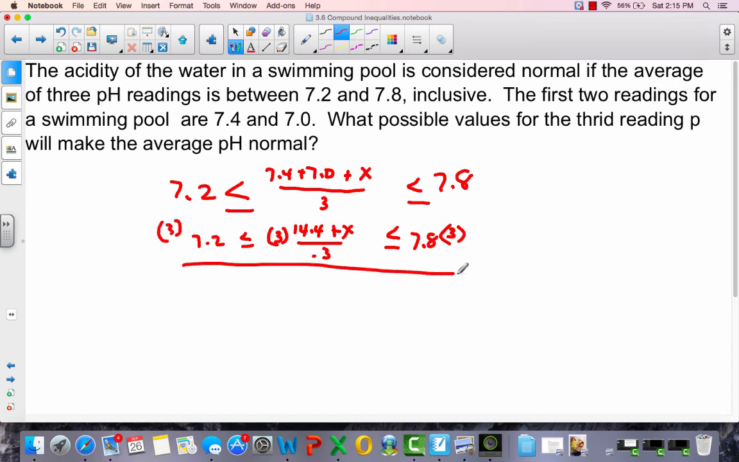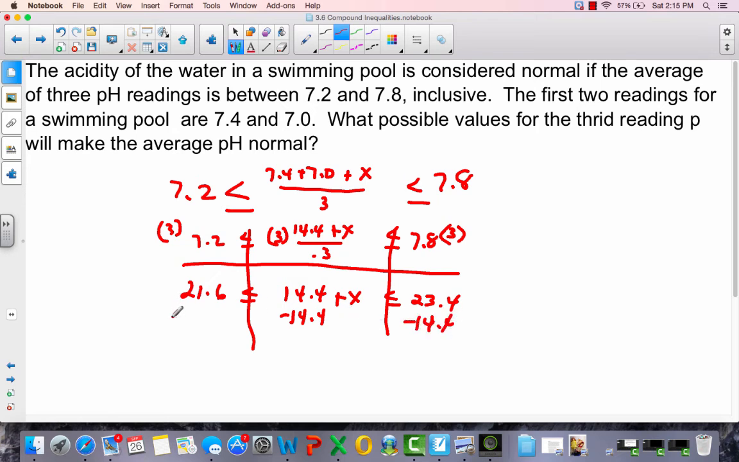That gives us 21.6 is less than or equal to 14.4 plus x is less than or equal to 23.4. So now we go minus 14.4 and minus 14.4 and minus 14.4. So that gives us 7.2 is less than or equal to x, which is less than or equal to 9.0. Did you get that? I really hope that you did.